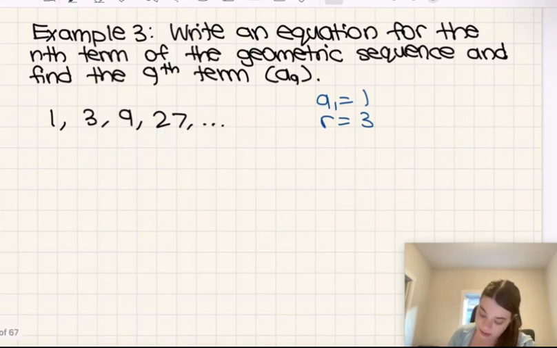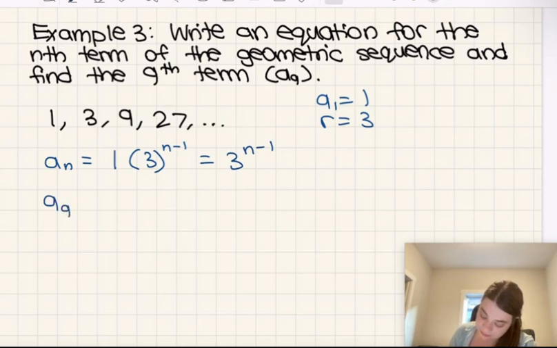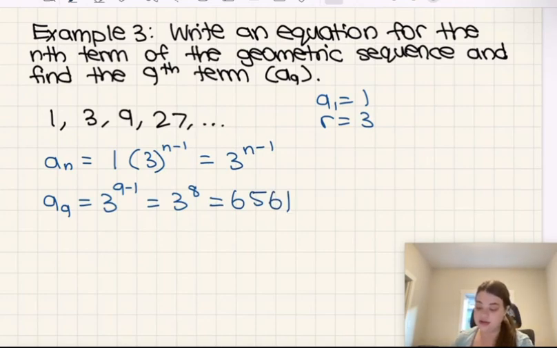So for the equation, it would be a of n equals a1, which is 1, times 3 to the power of n minus 1, and that's just the same as 3 to the power of n minus 1. So term 9 would be 3 to the power of 9 minus 1, which is 3 to the power of 8. And if I grab my calculator, 3 to the power of 8 is 6,561. Therefore, the ninth term in this geometric sequence is 6,561.